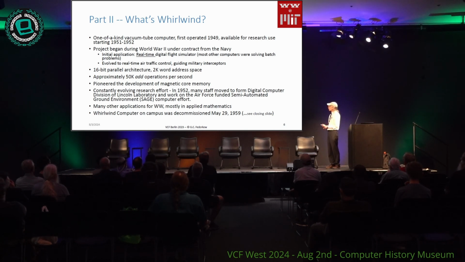Okay. So Whirlwind, it was a one-of-a-kind machine built as a research project at MIT, starting in about 1947, and first operational in about 1949, towards the end of the year. It became reliable enough to be seriously running by 1951 and stayed in service till 59 at MIT. The project began under contract for the Navy.